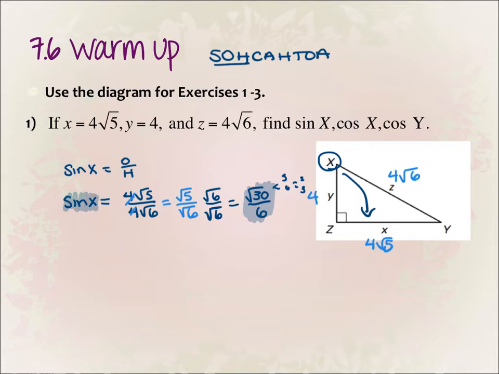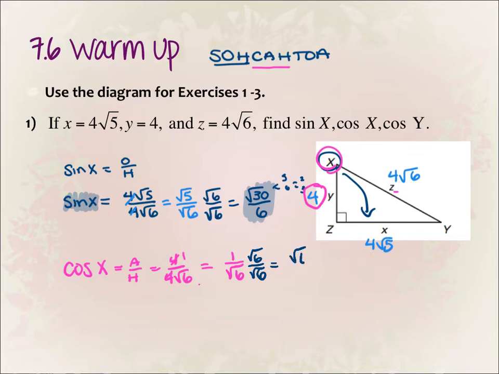Then the next one said find cosine of x. Now cosine's the middle, CAH, which is adjacent over hypotenuse. Adjacent to angle x is both the hypotenuse and the y, but remember we use z as the hypotenuse only, which means adjacent is going to be 4. Hypotenuse is again 4 root 6. The 4's will cancel, and this is 1 over root 6. And then we rationalize by multiplying both the top and the bottom by root 6. And I get square root 6 over 6, which is as simplified as it can get. So that's the cosine of angle x.